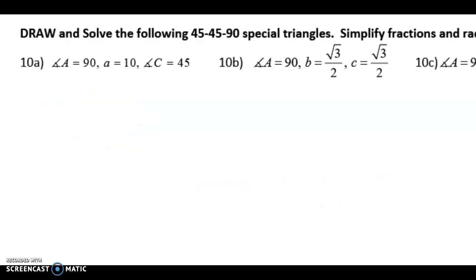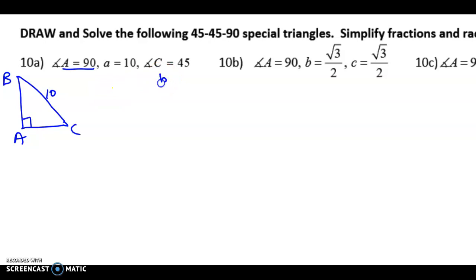All right, on to number 10. So this one is a 45, 45, 90. Remember, this is half of a square. So it really does help to kind of draw the picture so you can visualize where everything is. So A is our 90, that's what it says. C is 45 and B is 45. And side A would be the hypotenuse.